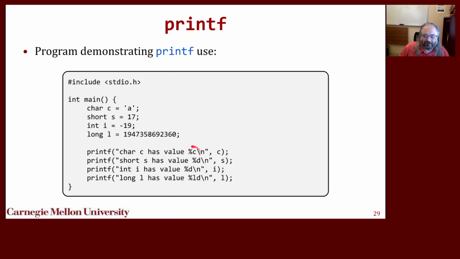Anywhere that I have a format specifier, this is telling printf to take the value here and encode it according to this format specifier. So what this line is literally saying is fill in the blank in this string with the variable C, interpreting it as an ASCII character. Fill in the value of this variable here as a decimal value. Again, as a decimal value.